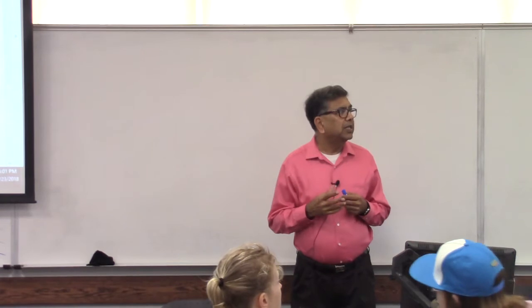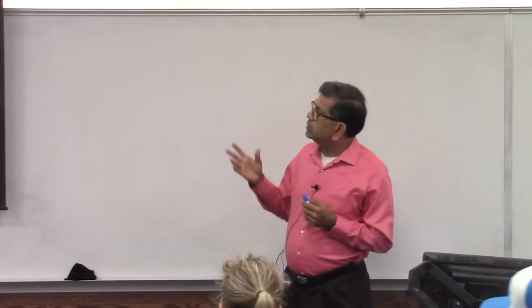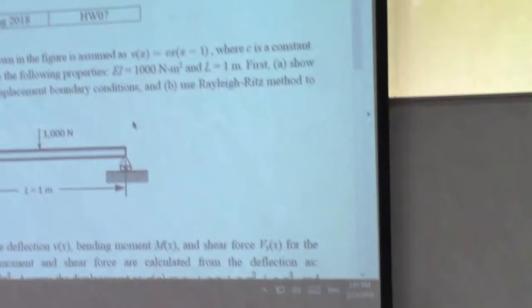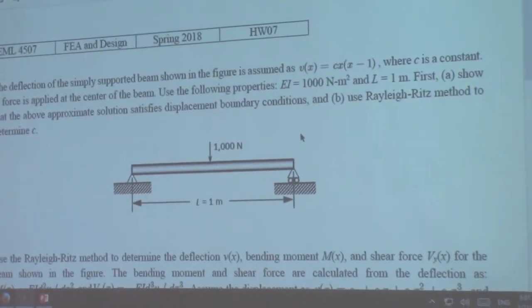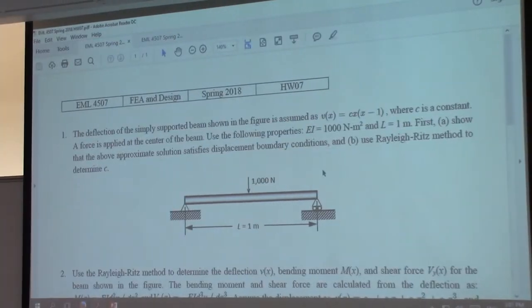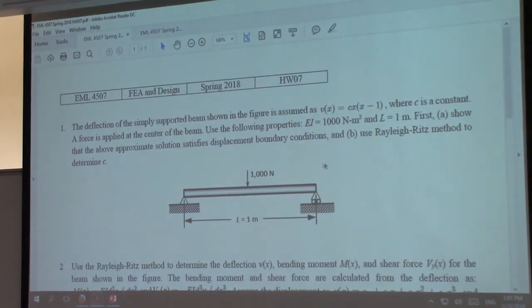Okay. So all the problems are on the Rayleigh-Ritz method. When you apply the Rayleigh-Ritz method, you have to make sure the function you assume satisfies the boundary conditions. For example, in the first problem, which is a simply supported beam, the beam is supported on both ends. I'm assuming a function c times x minus 1. The length is 1 meter. So you have to make sure it satisfies the boundary condition. In this problem, the deflection should be 0 at the two supports.